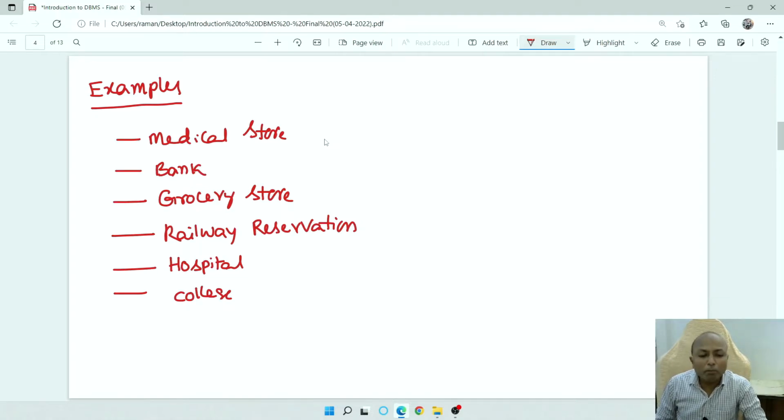Let us consider medical store example where they are organizing the medicines efficiently, and thereby they can issue any medicine instantly. With the help of database, they keep track of all the medicines and make it available as per requirements of the patients.